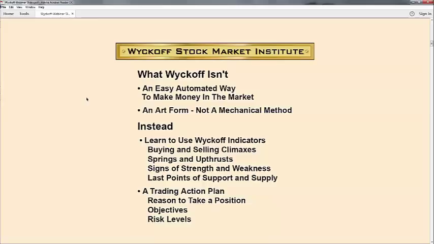Perhaps you've already heard Wyckoff terms like buying and selling climaxes, springs, upthrust, signs of strength and weakness, and last points of support and supply. We will certainly get into these in more detail in just a few minutes. These are important Wyckoff indicators, but they should not be treated like mechanical signals. They are simply signposts that tell the Wyckoff student that a potential opportunity lies ahead.